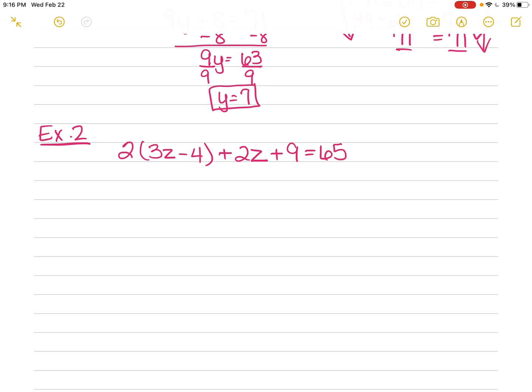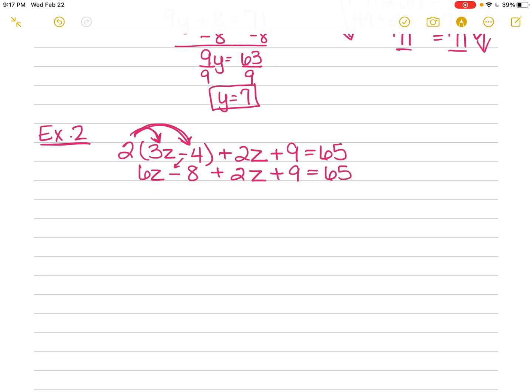But the first thing we're going to do is get rid of that parentheses. So we do that by doing distributive property. So 2 times 3z is 6z. Then we have 2 times 4 is 8. And there's a minus sign there, so that minus sign is going to go here. So minus 8. Then I'm just going to write down the rest of the problem.